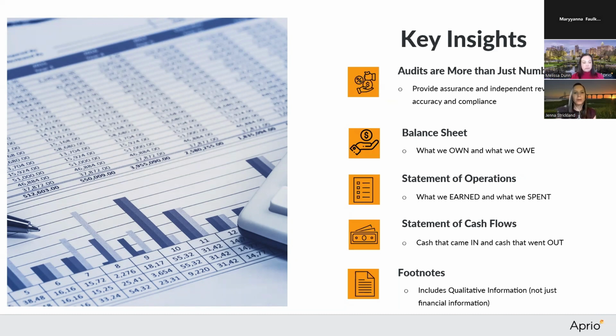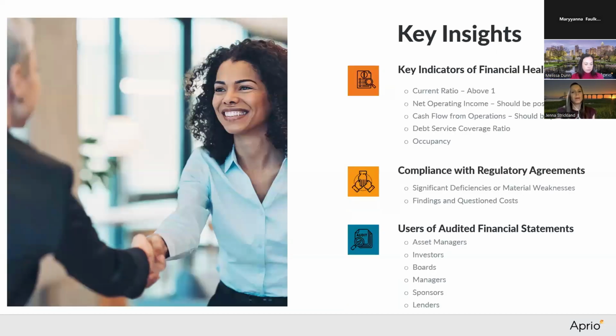We also talked about, if you want to move up a slide, Melissa. We also talked about those things that you can read between the lines and kind of come up with these ratios to give you a better picture of how the company is doing. So we talked about the current ratio, the debt service ratio. We talked about, do you have net operating income? Do you have cash flow from operations? Is that positive? What are your occupancy rates? What are your vacancy rates? What does bad debt look like? Those are all things that we suggest you really focus on when you're reading the financial statements.